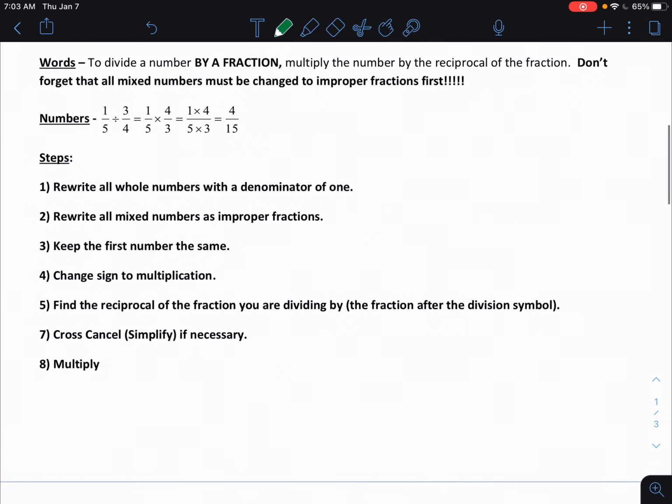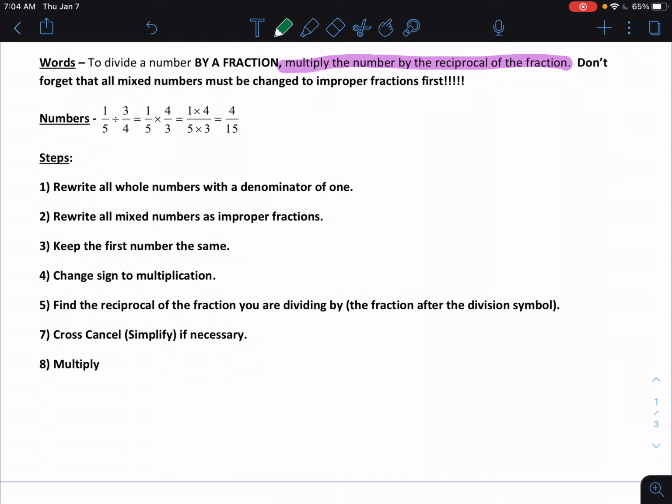So now it says, in words, to divide a number by a fraction, multiply the number by the reciprocal of the fraction. So this is how we're going to divide a number by a fraction. It says, don't forget that all mixed numbers must be changed to improper fractions first. So we're following the same rules that we've been following all week. We got to put whole numbers over 1. We got to change all mixed numbers to improper fractions.